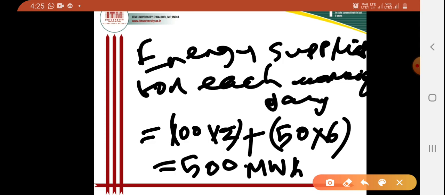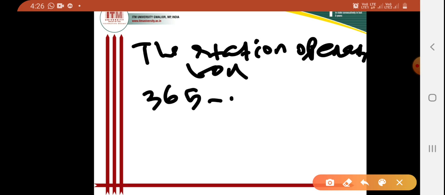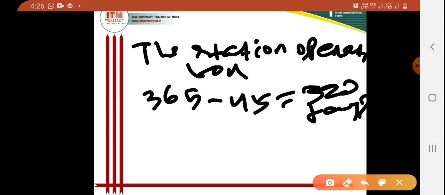Now the station operates for how many days? Because it is shut down for maintenance for 45 days as per the question. So the power station operates for how many days? 365 minus 45 is equal to 320 days.